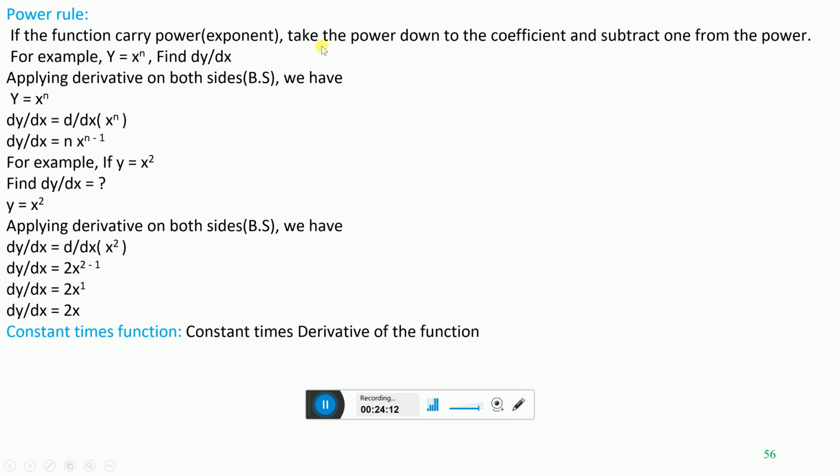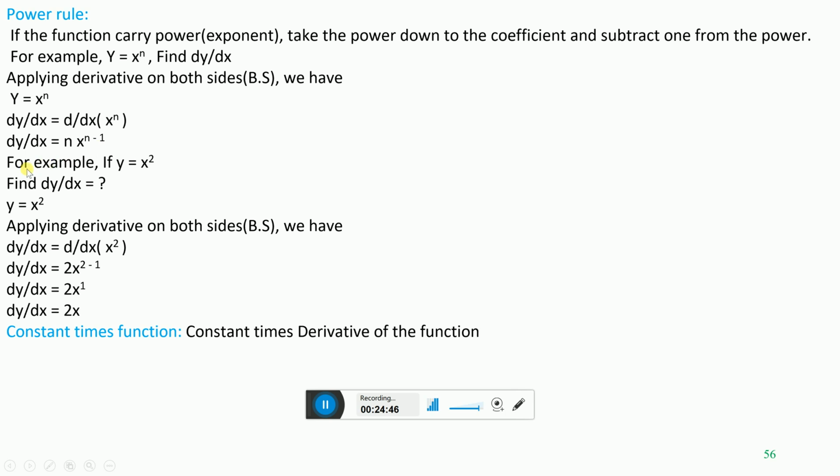As I write here, take the power down to the coefficient. So we take this exponent n down and write it here, and we subtract 1 from the power, giving n minus 1. This is the power rule: we take the power down to the coefficient of the function and subtract 1 from the power. This is the way to find the derivative using the power rule.